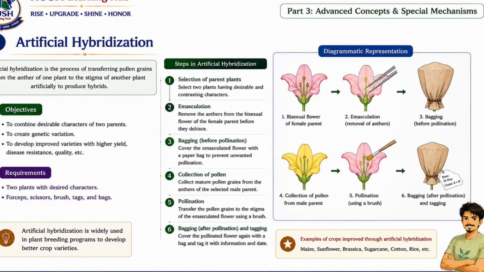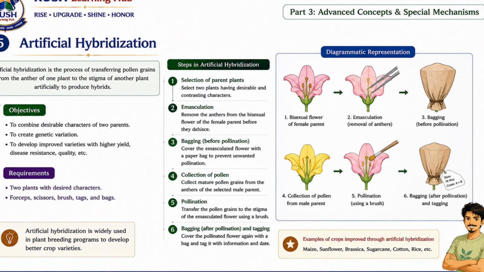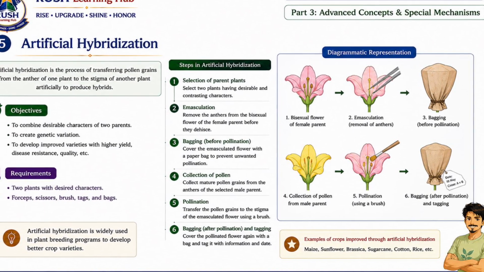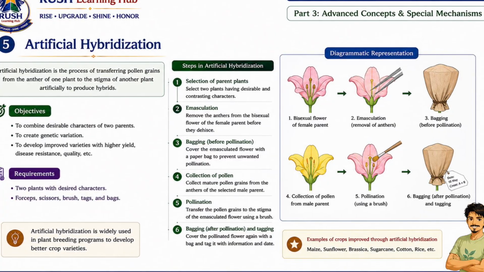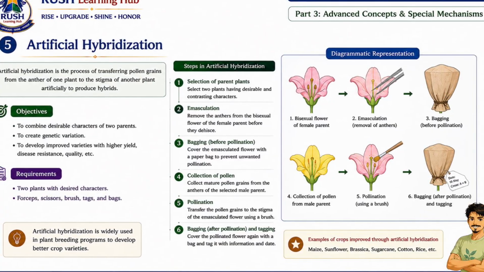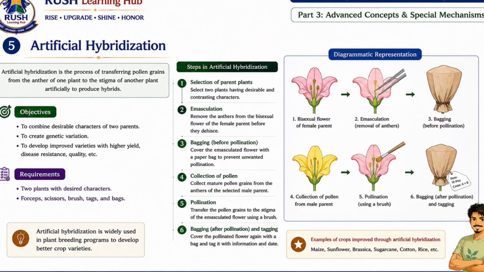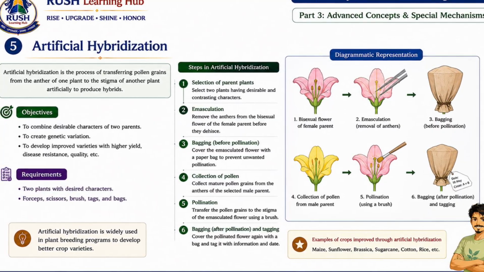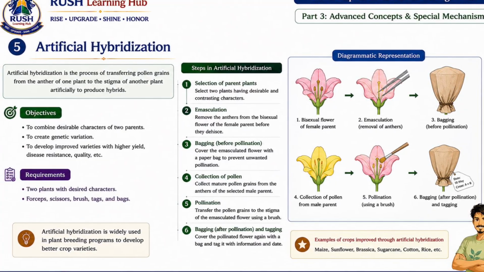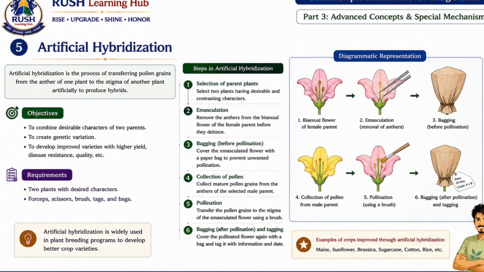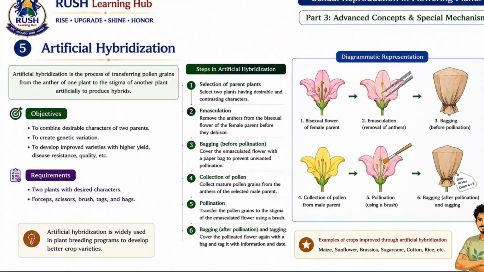Importance of artificial hybridization. Artificial hybridization is widely used in agriculture and plant breeding programs. It allows scientists to develop improved crop varieties with desirable characteristics and contributes significantly to food production and crop improvement. Thus, artificial hybridization is a powerful tool that enables controlled breeding and the development of superior plant varieties.